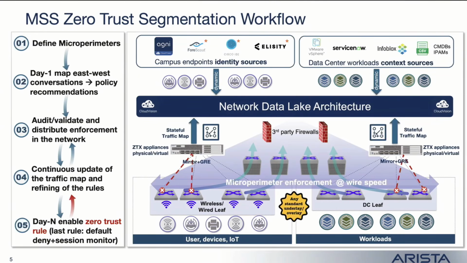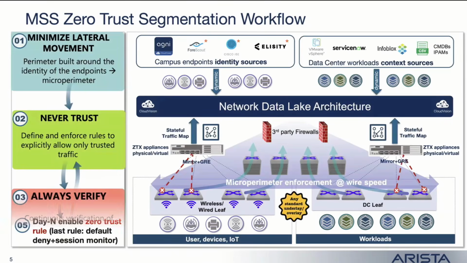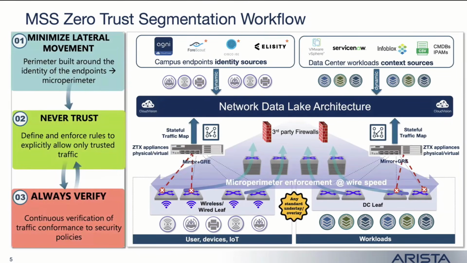So we call it segmentation for zero trust because we are implementing 3 key principles of zero trust architecture. Number one, we minimize lateral movement, right? Now segmentation is all around identity and context, and we have all this vast set of integrations with external databases for identity. Second, we give the customer, the organization, the tools to build the zero trust rule.